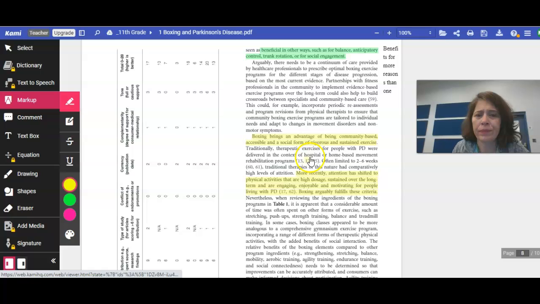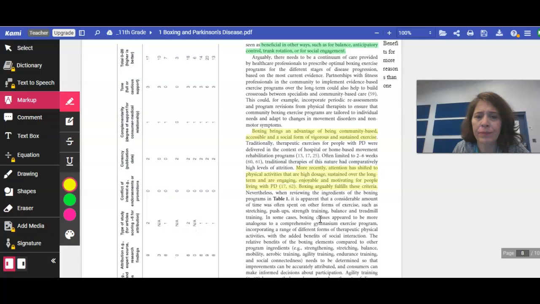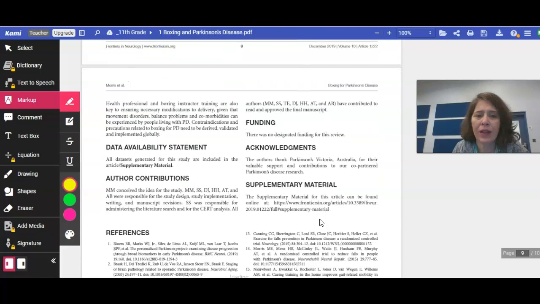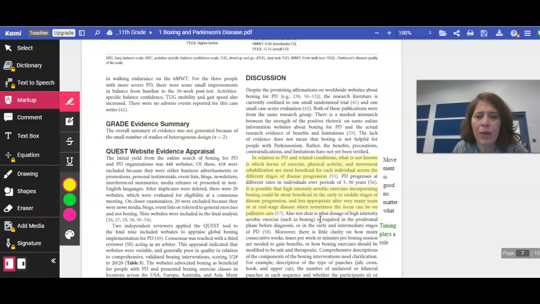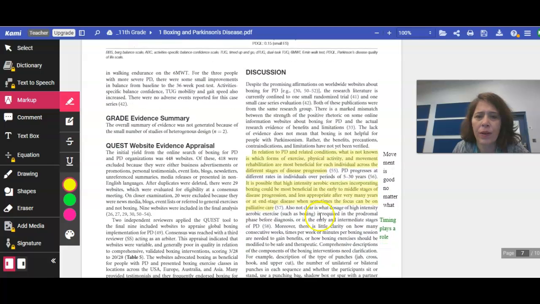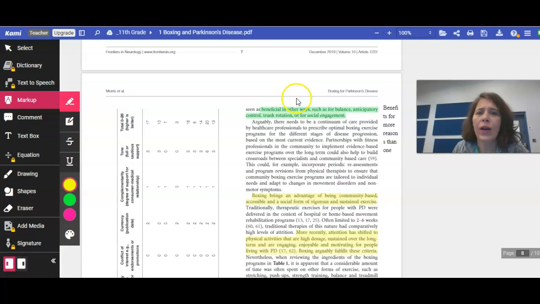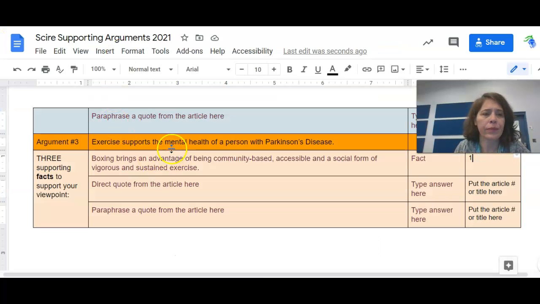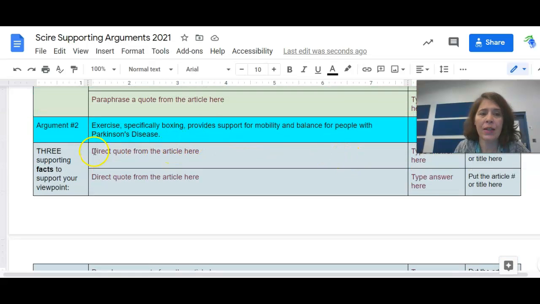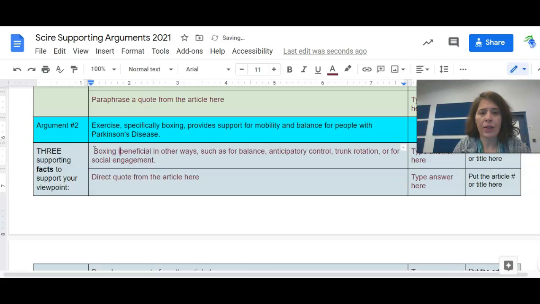I'm going to go back. I'm going to find one more. Let's see. I think I had something about mobility I was going to grab. Maybe not. Okay, here we go. This right here supports my other idea. It provides support for mobility and balance. Look at that. Now, this one was specifically about boxing. Okay, this is a fact, and this was from article 1.